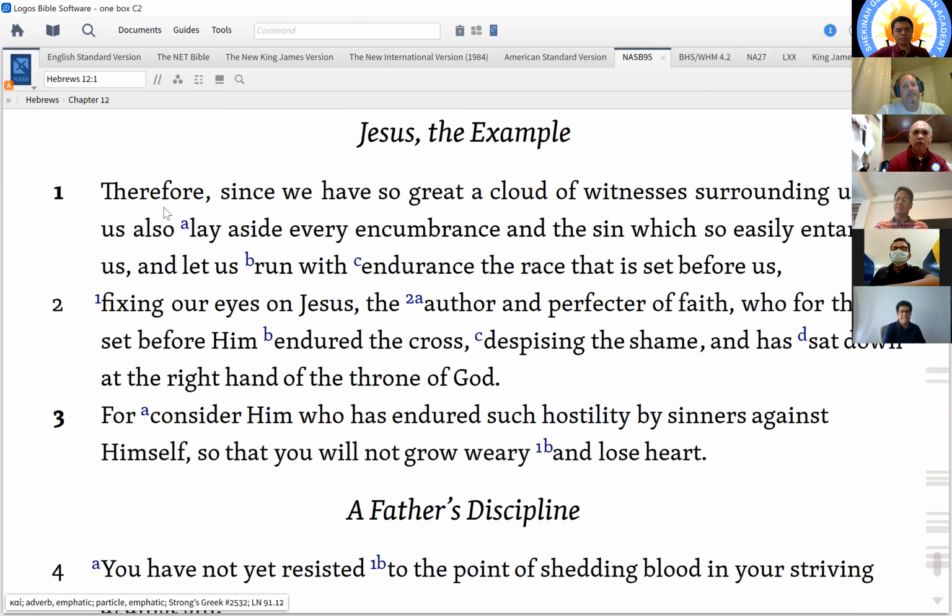Okay. Therefore, since we have so great a cloud of witnesses, let us lay aside every encumbrance and the sin which so easily entangles us, and let us run with endurance the race that is set before us.